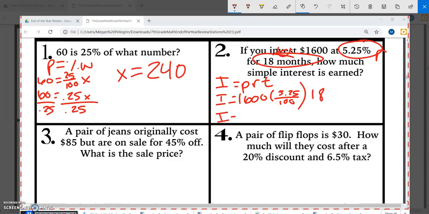And so I equals 1,600 times 0.0525 times 18. And now order of operations on our calculator will allow us to do this. So 1,600 times 0.0525 equals 84. And 84 times 18 gives me 1,512. It's the amount of simple interest I would earn over 18 months.